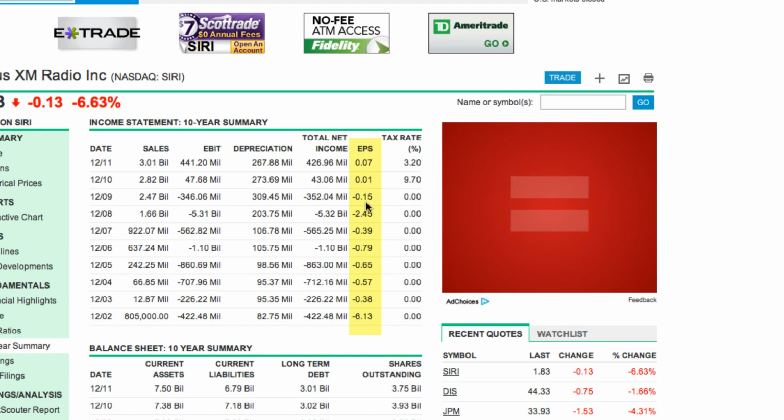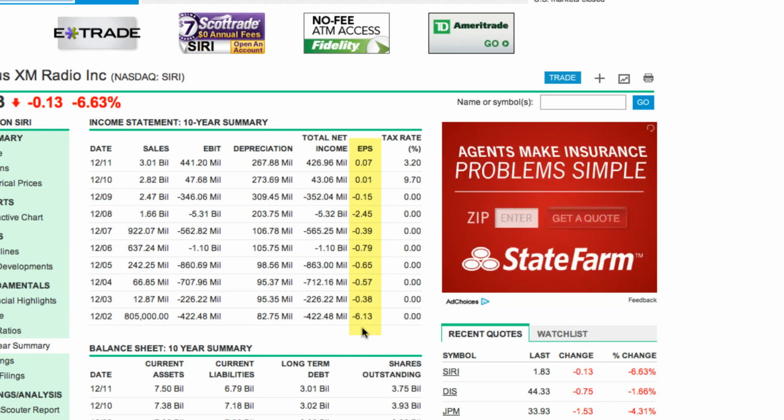So you can see the earnings on Sirius XM Radio, negative $6 a share, negative 38 cents a share, negative 57 cents a share. And it goes clear up to here. Only recently in the last 2 years have they had a positive earnings per share with 1 cent and 7 cents.